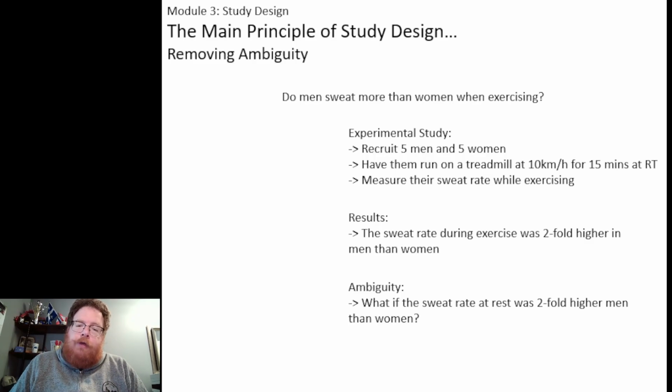Now, you might be sitting there saying to yourself, is this really necessary? Do we actually sweat at rest? Well, I'm kind of sweating a little bit right here because it's a little bit warmer in this room than I thought. Probably don't need this sweater.